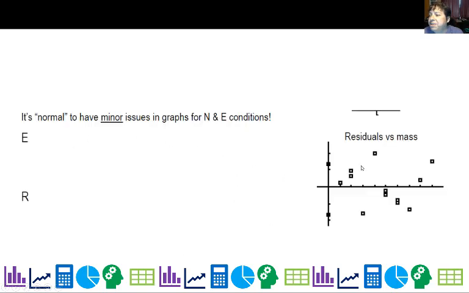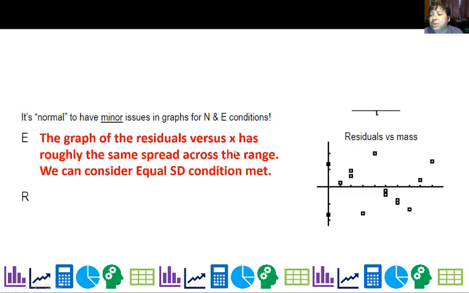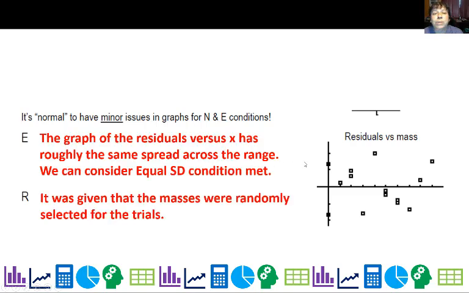If we look for equal standard deviation, this is the plot. So I did a scatter plot where list 1 is the x value and the y value is that 7 resid list. And you can see that the spread's roughly the same across the different x's, so we're going to say that that condition is met. And then finally, random, it was given that the masses were randomly selected for the trials.